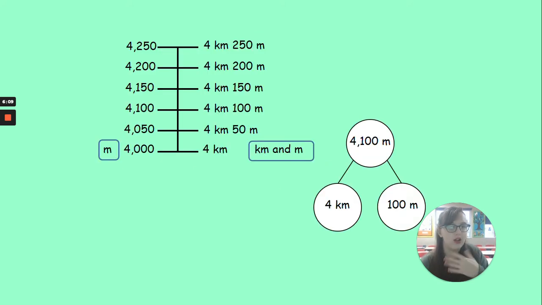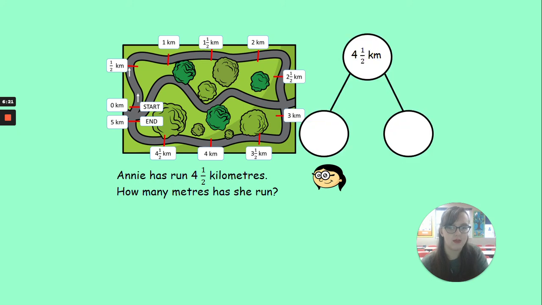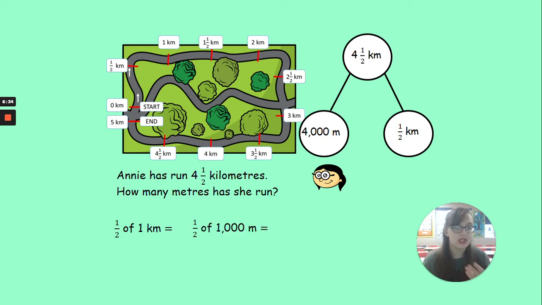Well, let's just have a look back at how we solved this before. So we can break this down into the thousand number and whatever is left. She's run 4.5 kilometres. We know that 4 kilometres is the same as 4,000 metres. 4 kilometres is 4,000 metres, but what's half a kilometre? Well, we know that 1 kilometre is going to be 1,000 metres, so we just need to find half of 1,000 metres, and to find half, we divide by 2.